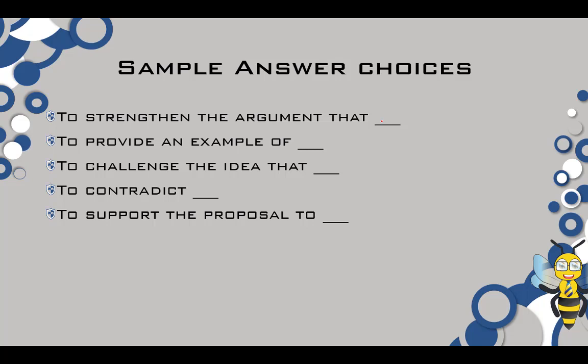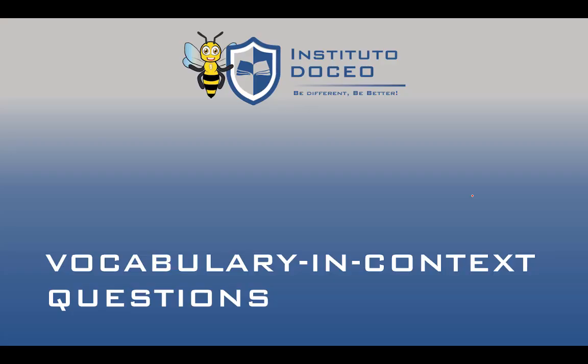So normally these answer choices are going to be like: to strengthen the argument that blah blah blah, to provide an example of something, to challenge the idea that, to contradict something, or to support the proposal to. Obviously here you will continue with the answer. This is the structure of the answer choices. Any questions about purpose questions? Very good.